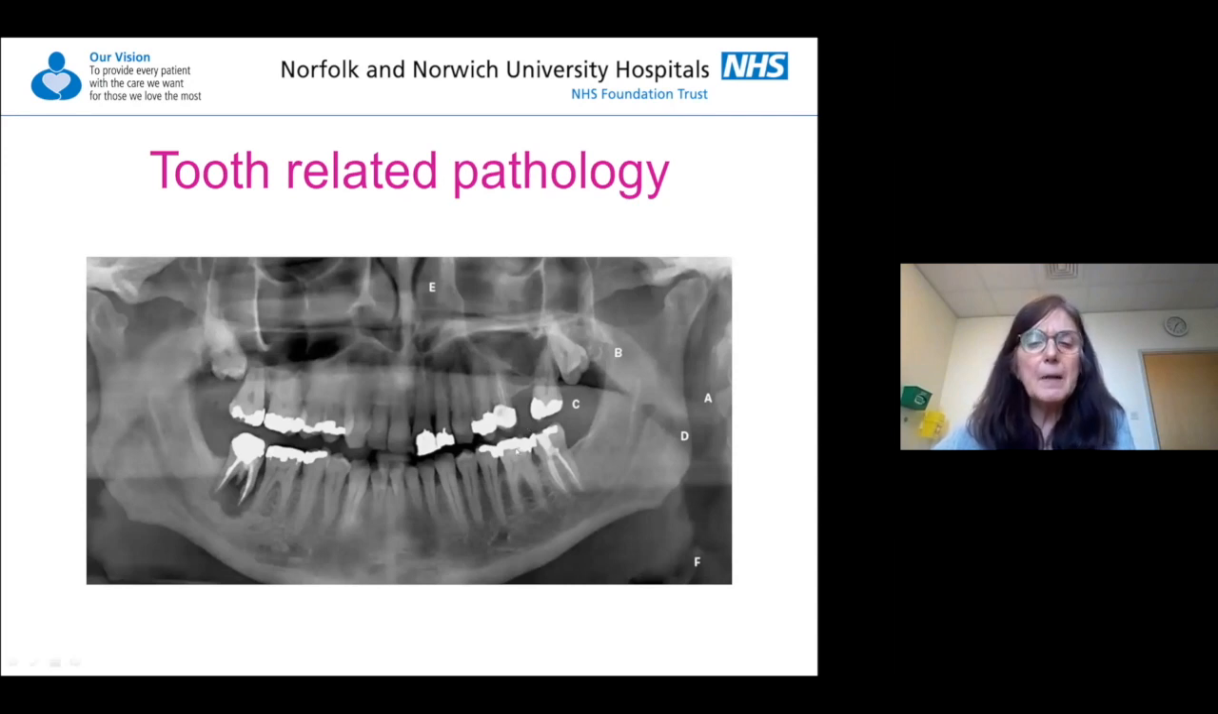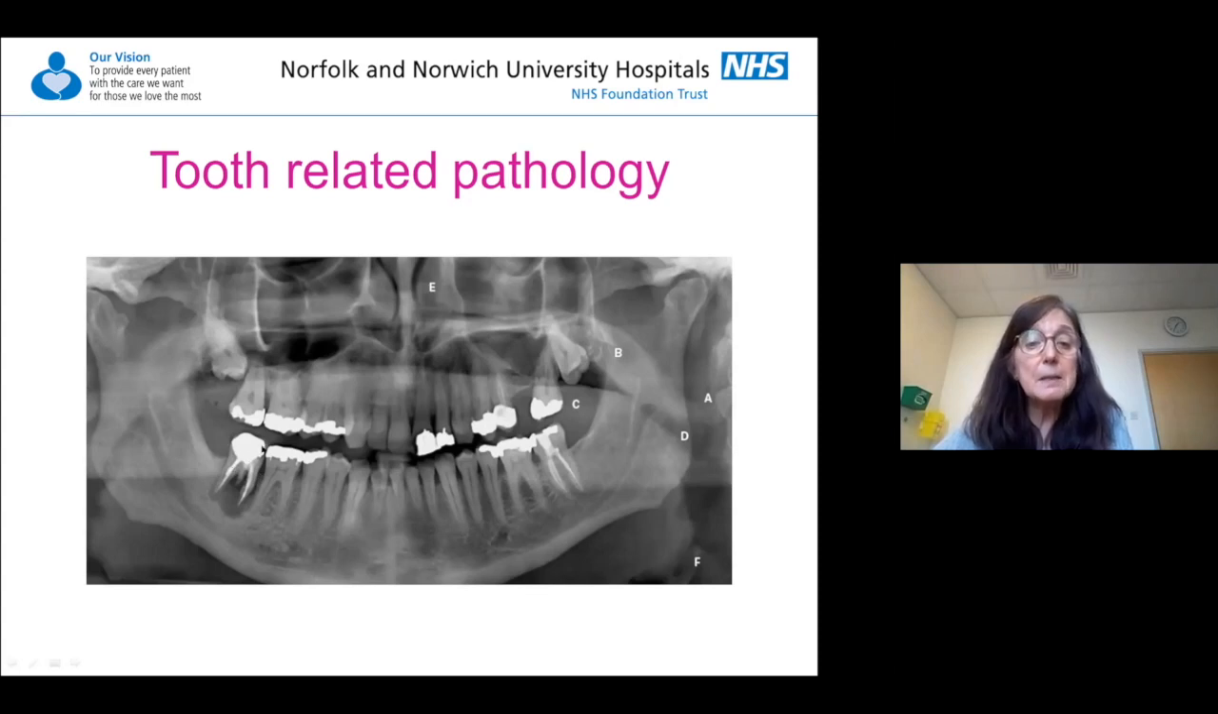So it's really good at picking up tooth-related pathology, and I put this slide in because there's quite a lot of tooth-related pathology here, which is just worthy of a look. But to bring to your attention the fact that the upper wisdom teeth, when they're unerupted, often sit quite close to the maxillary antrum.